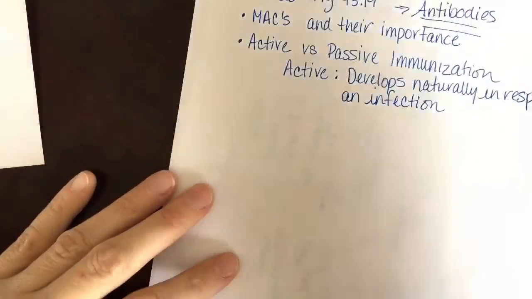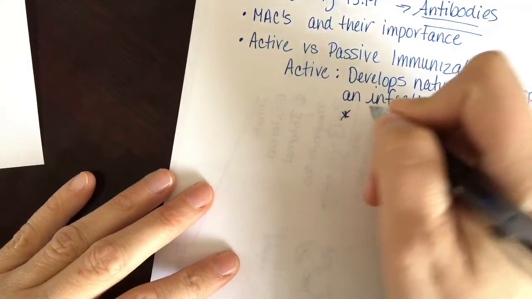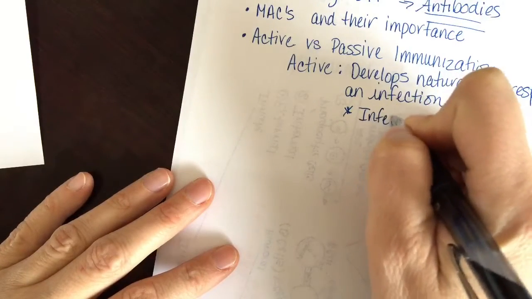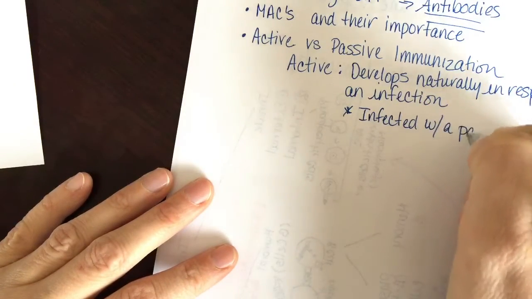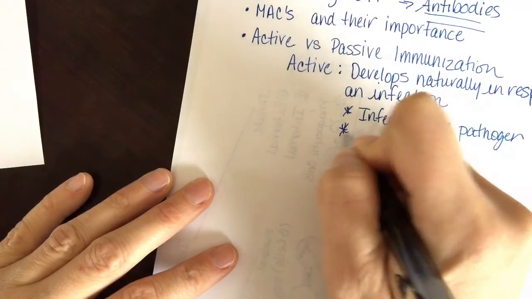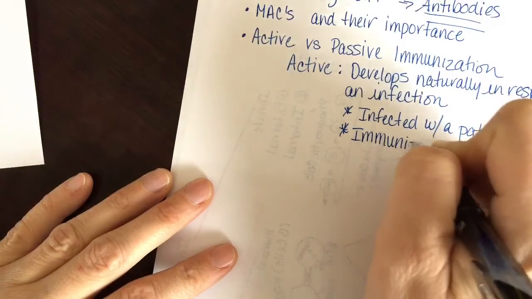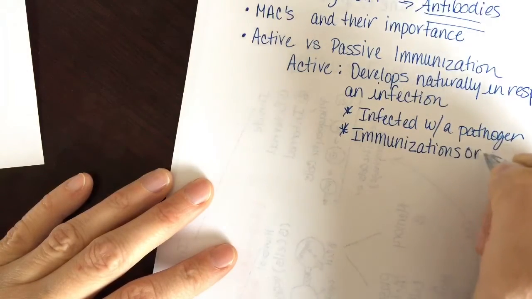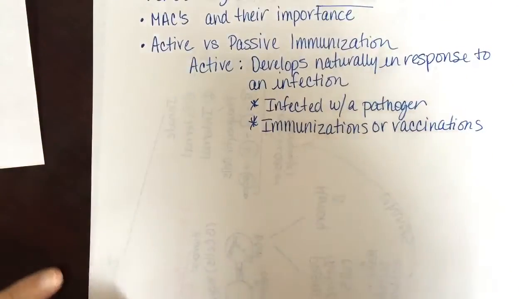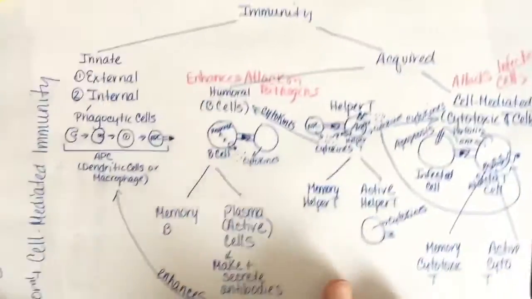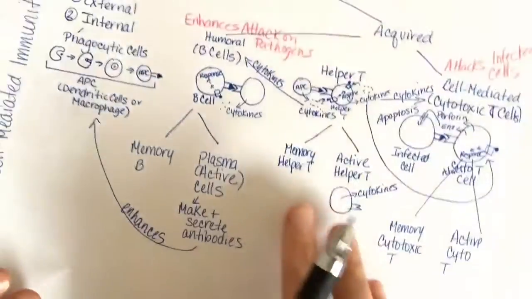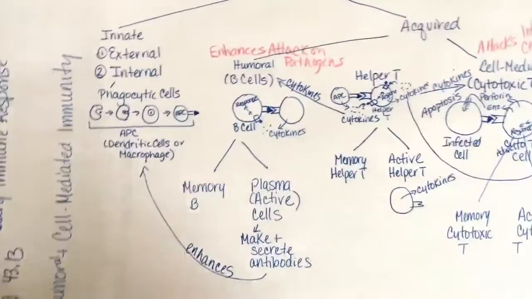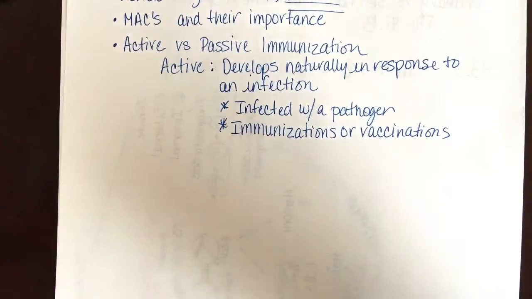So it's natural where your body is going through this acquired immunity process. So another way, it says develop naturally. An example of that is getting an infection where you actually are infected with a pathogen in your day-to-day life. But another example of that is immunizations or vaccinations. Remember the premise behind that: you are given a weakened or dead version of the pathogen. So you don't get sick, but you go through the whole acquired immune response. So you end up making memory cells, memory B, memory T, helper and cytotoxic T, and so on, so that the next time you get infected by that pathogen, you have a secondary immune response, and it happens much quicker.